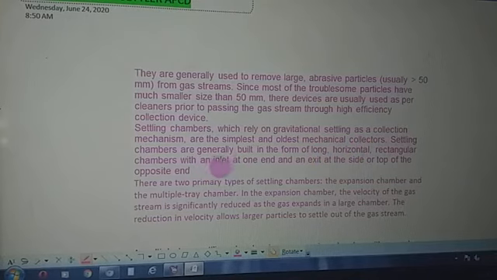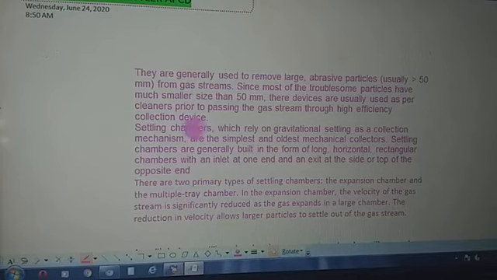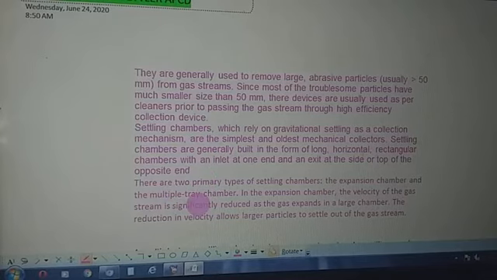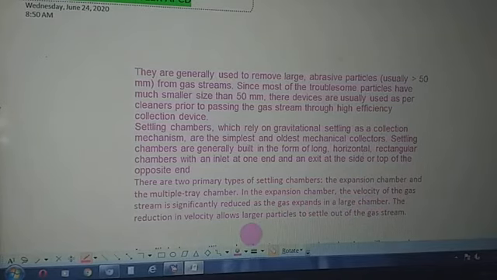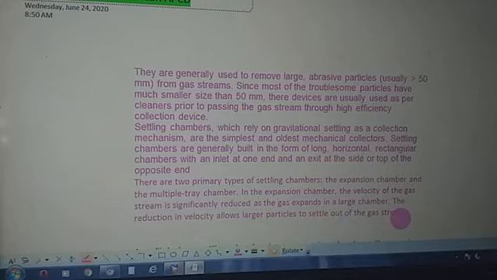Settling chambers are generally built in the form of long horizontal rectangular chambers with an inlet at one end and an exit at the other side or the top of the opposite end. So far as the design of these settlers is concerned, there are two primary types of settling chambers: the expansion chamber and the multiple tray chamber. In the expansion chamber, the velocity of the gas stream is significantly reduced as the gas expands in a large chamber. The reduction in velocity allows larger particles to settle out of the gas stream.